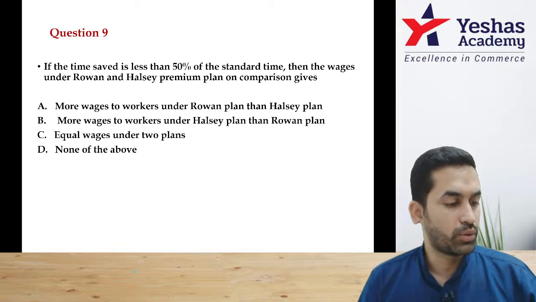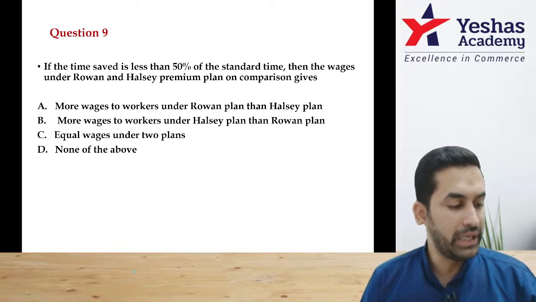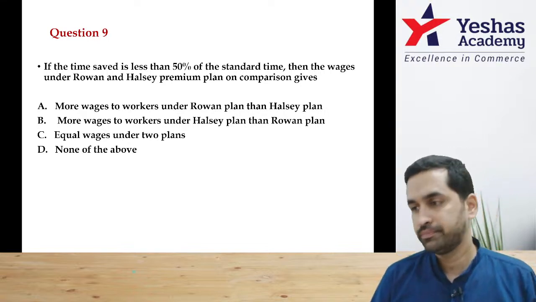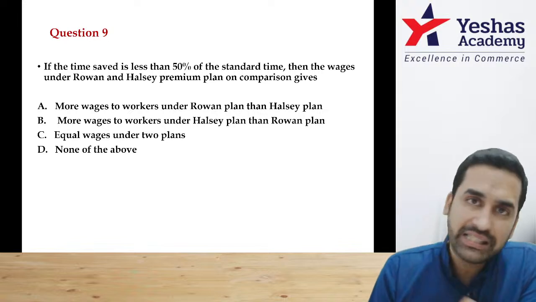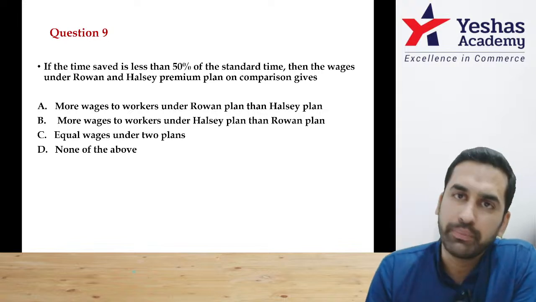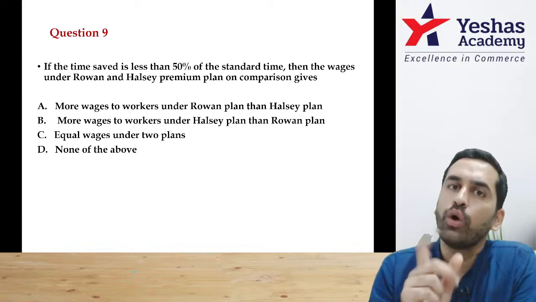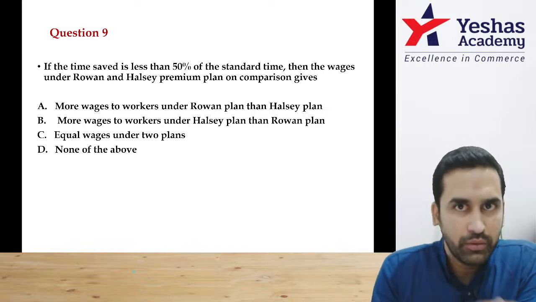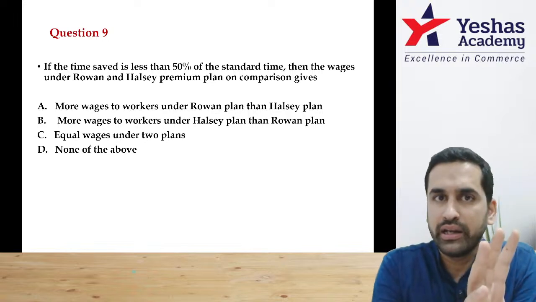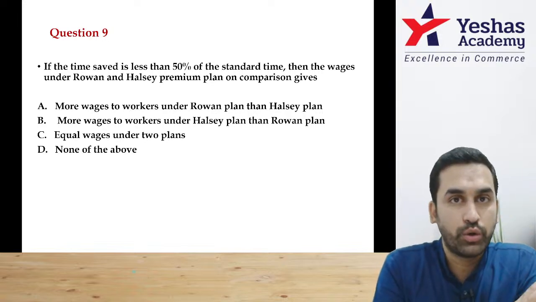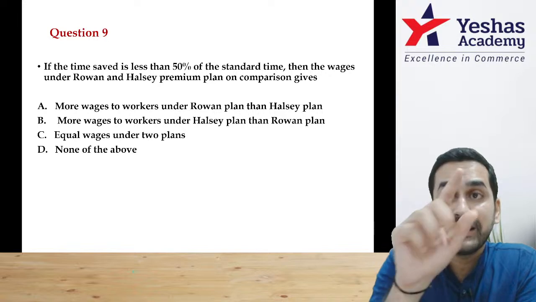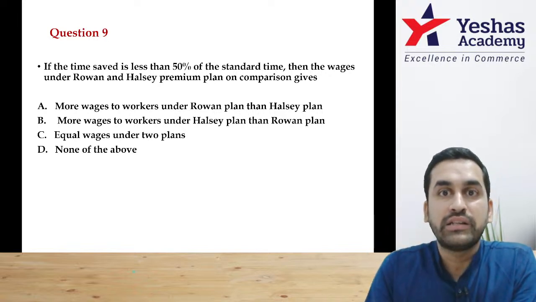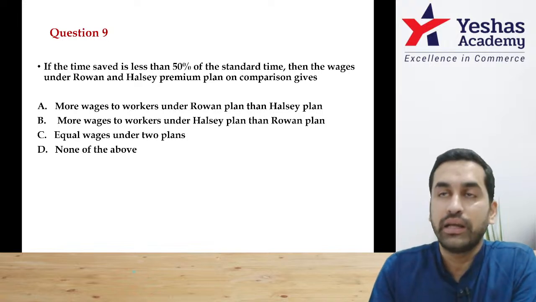I can see some students are already saying option B. Good. Please listen. Others, in Halsey plan, you get exact 50%. Correct? In Rowan plan, there is no fixed number. What is the formula? Time taken into hourly rate. That is there in both Halsey and Rowan. Plus, in Halsey, 50% is fixed. But in Rowan, it is time taken by standard time.